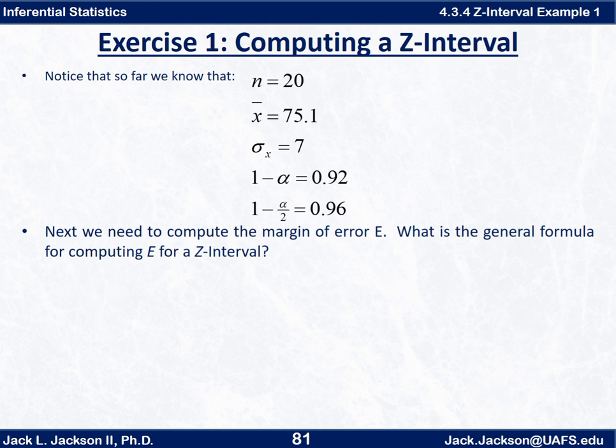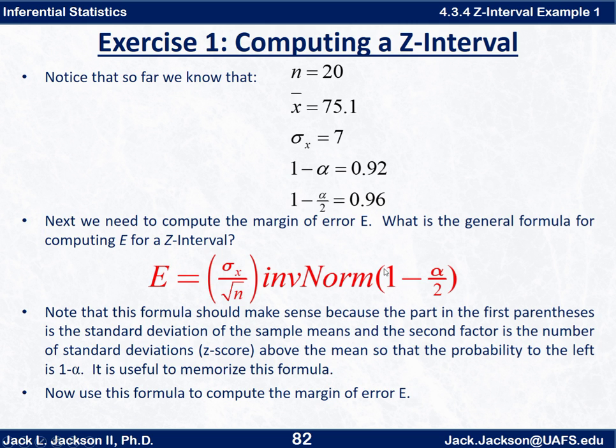So what is the general formula for computing E for a z interval? Now this formula does not involve x bar, but it does involve n, sigma, and 1 minus alpha over 2. So see if you can write down that formula now. Press pause.